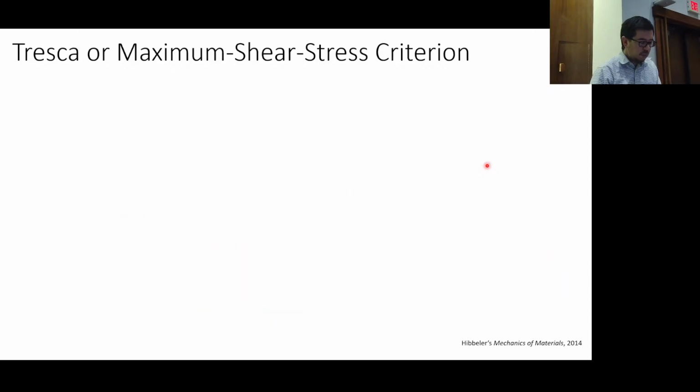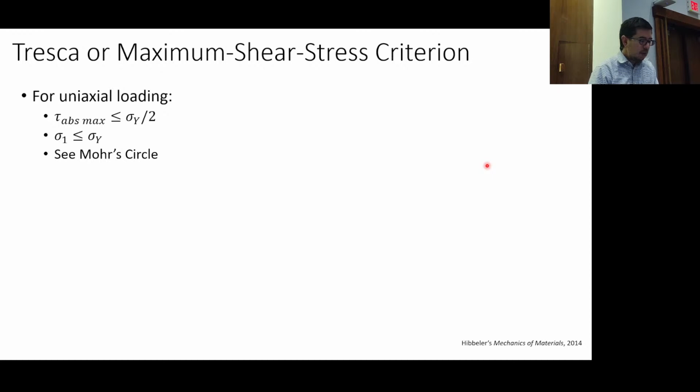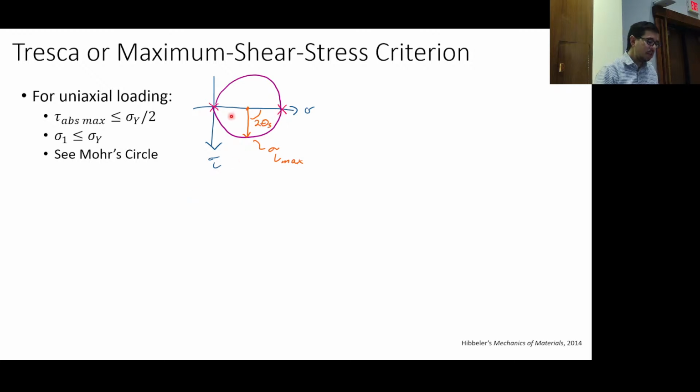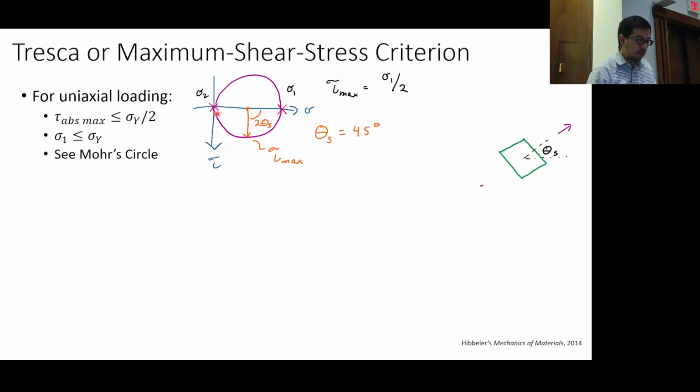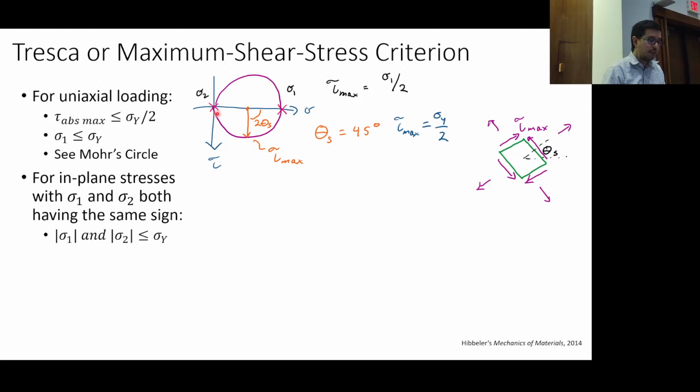So for uniaxial loading, we've established that the absolute maximum shear stress is going to be sigma y divided by 2. And we discussed this prior. So this is saying, okay, sigma 1 is this, sigma 2 is this, sigma 3 is equal to 0. And so we have again said, 45 degrees is where the magic happens.